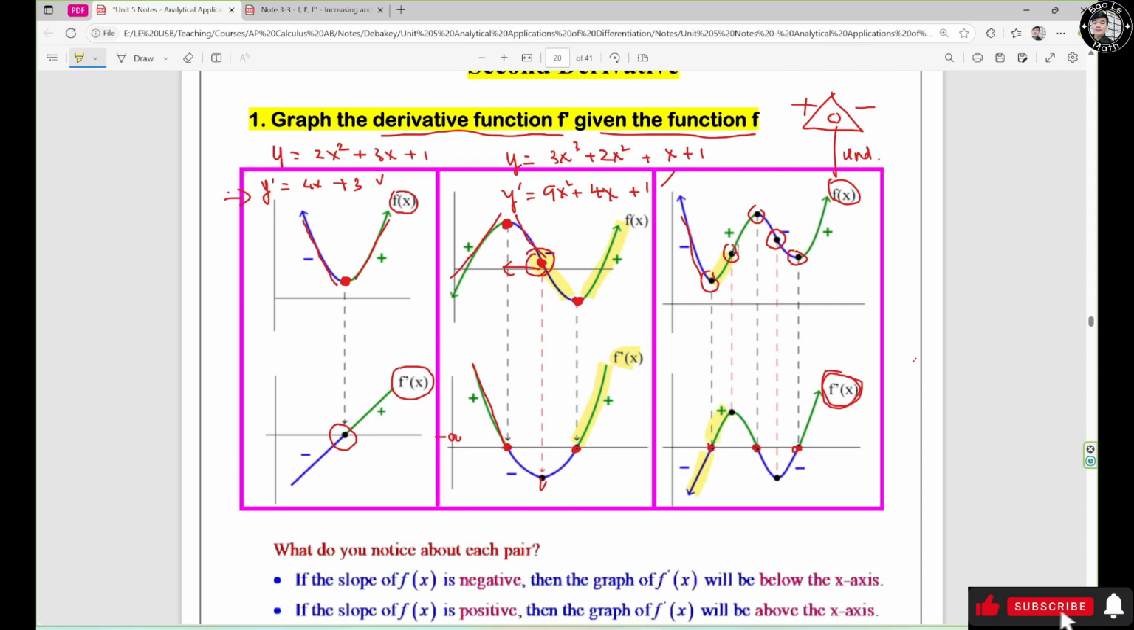And then this one, keep doing that, draw a tangent line. The slope is going to be positive, so it should be above the axis. So it will be like this. And then the inflection point right here becomes the maximum.